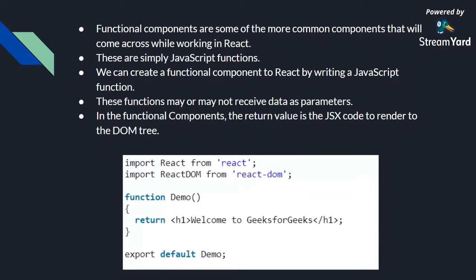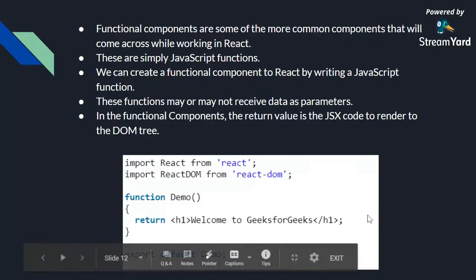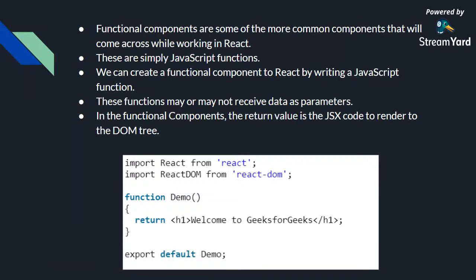They are simply JavaScript functions. We can create a functional component like here. As we can see, it returns just an h1 tag in the function demo. We have named the demo function as a functional component. Now, these functions may or may not receive data as parameters. If we want to pass something, like props, we can pass it in the functional component, but it is not necessary.